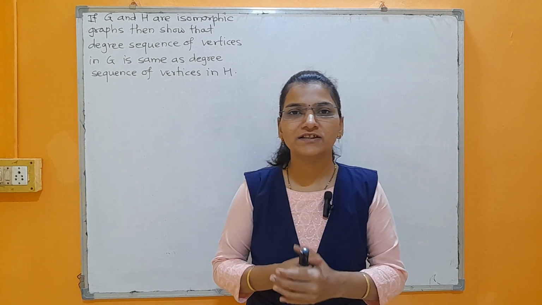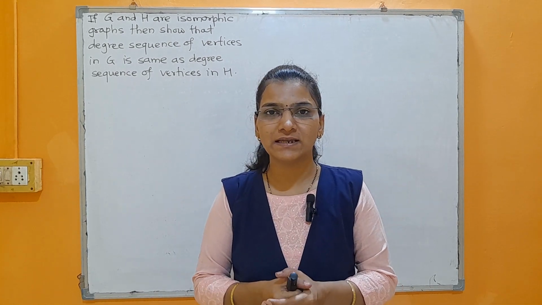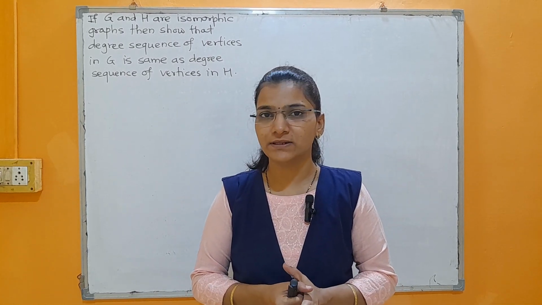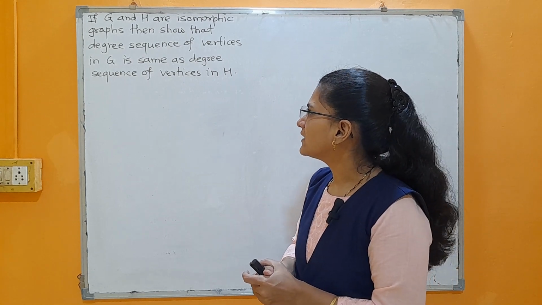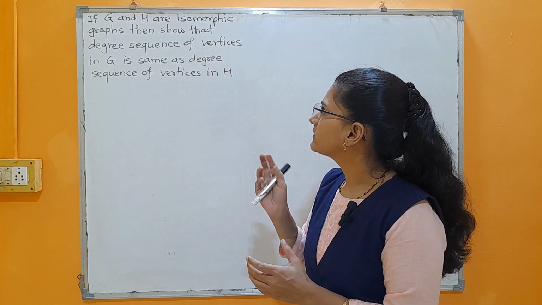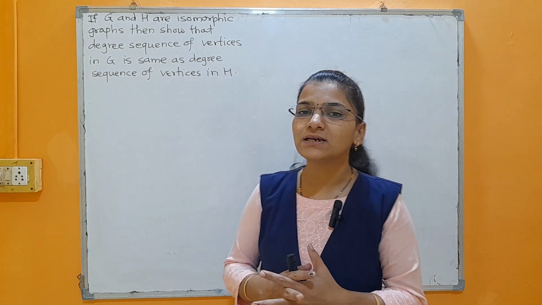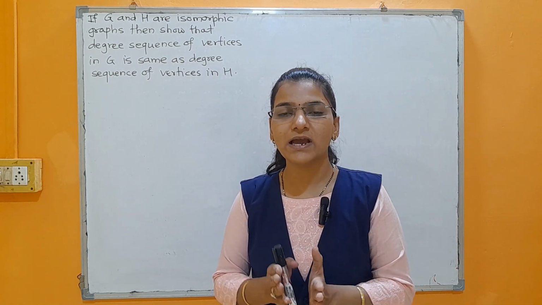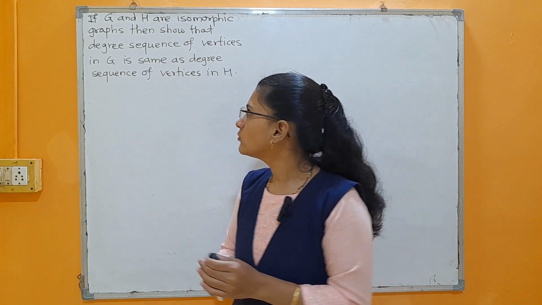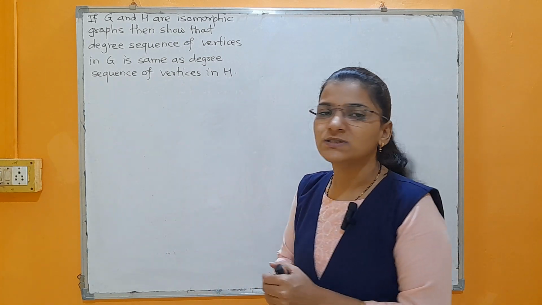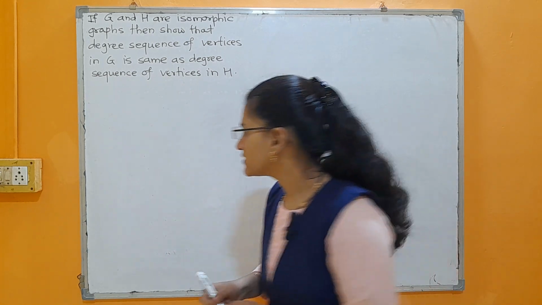Hello students, in this video we are going to discuss an example from practical number 1. If G and H are isomorphic graphs, then show that the degree sequence of vertices in G is the same as the degree sequence of vertices in H. We have given that G and H are isomorphic graphs and we want to prove the degree sequence of G is the same as the degree sequence of H.